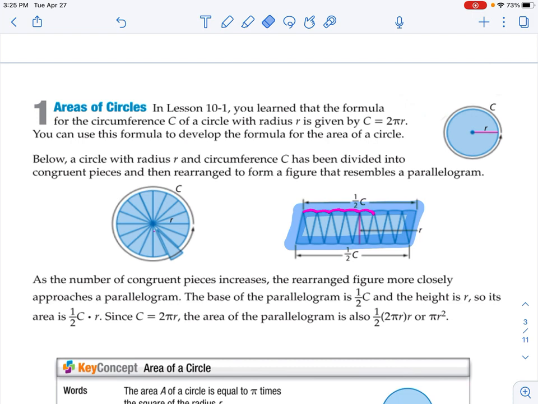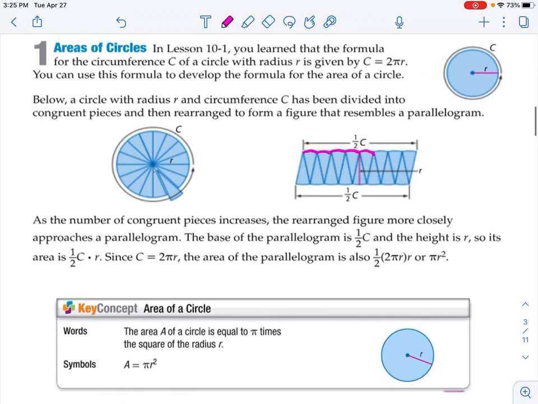The base of the parallelogram is half the circumference because half of these are on the top and half are on the bottom, okay? And the height is the radius. So its area is, if we use base times height, half the circumference times the radius.